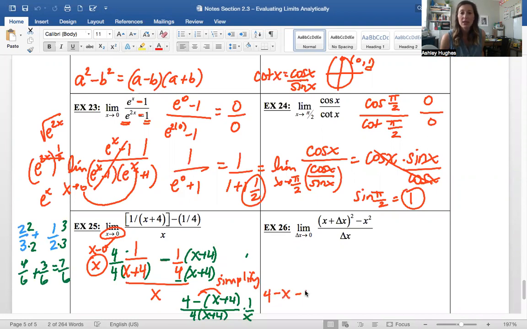Or minus x minus 4 over 4 times x plus 4 times x. These 4s add to be 0. So now I have negative x over x, which simplifies to be negative 1. And now you can plug in that 0. If you plug in that 0, plug it in right here, you're going to have negative 1 over 4 times 4. So on top, I'm left with negative 1. On bottom, I have 4 times 0 plus 4, so negative 1 over 16. So here you find a common denominator.